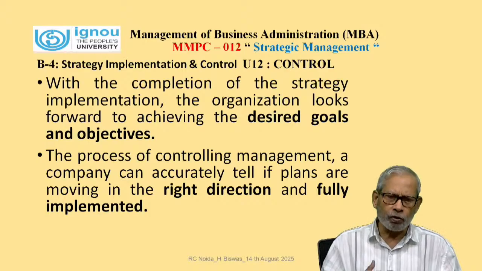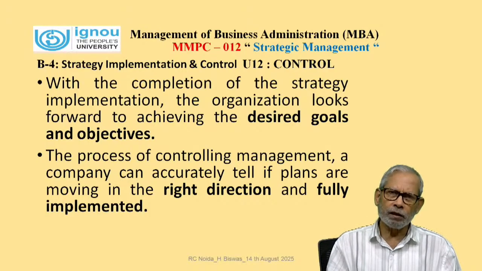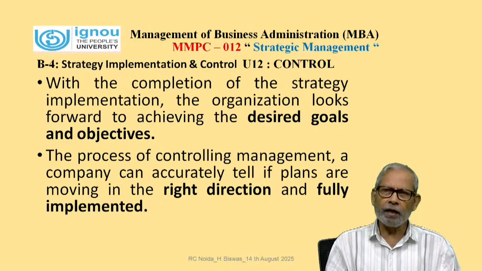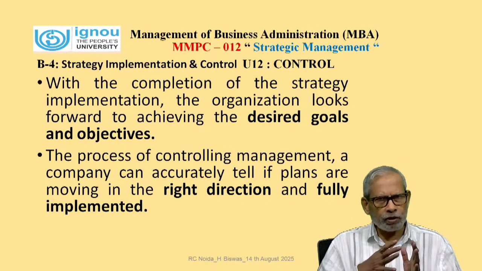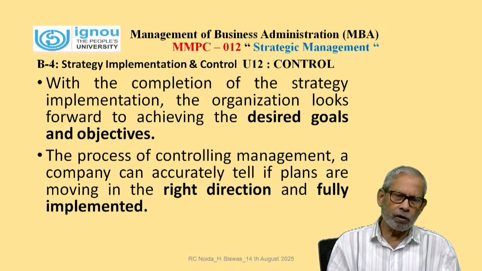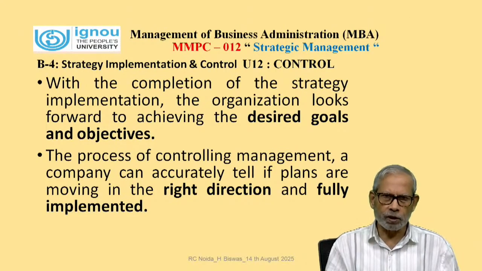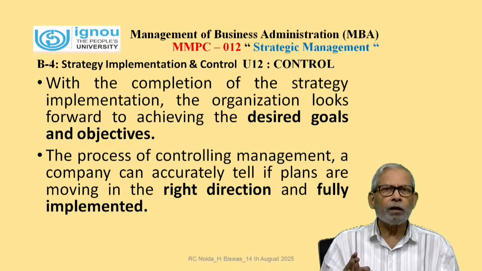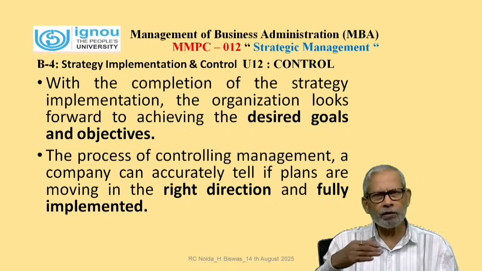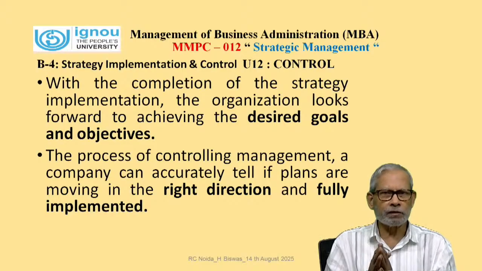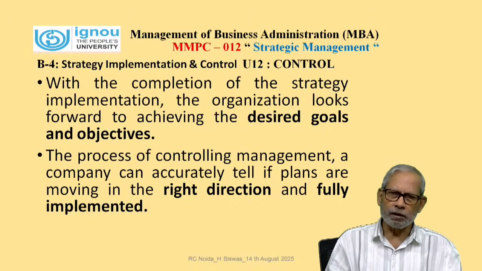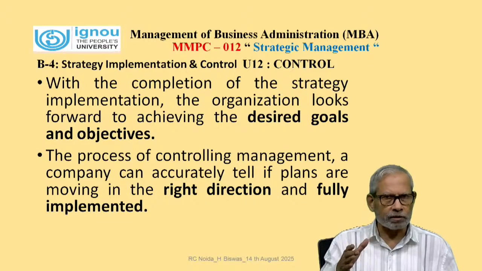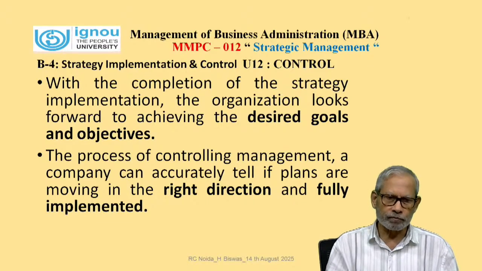Through the process of controlling the management, a company can accurately tell if plans are moving in the right direction or if they are fully implemented or not. So during the process itself, if you have a good control system, you can identify that very easily. Yes, this milestone we have achieved, the second milestone we have achieved, the third, and finally you have reached the desired milestone. So that's why the process of controlling is very important.